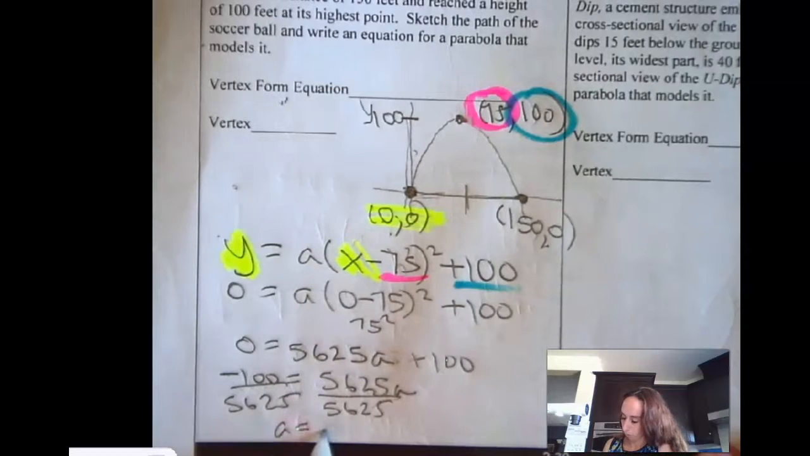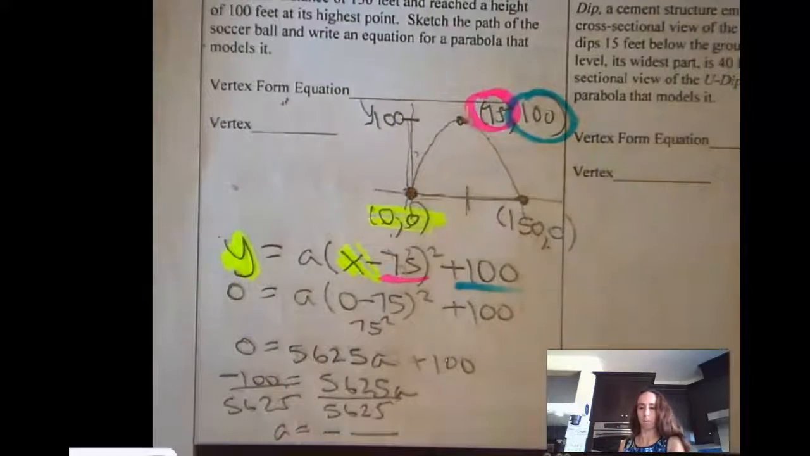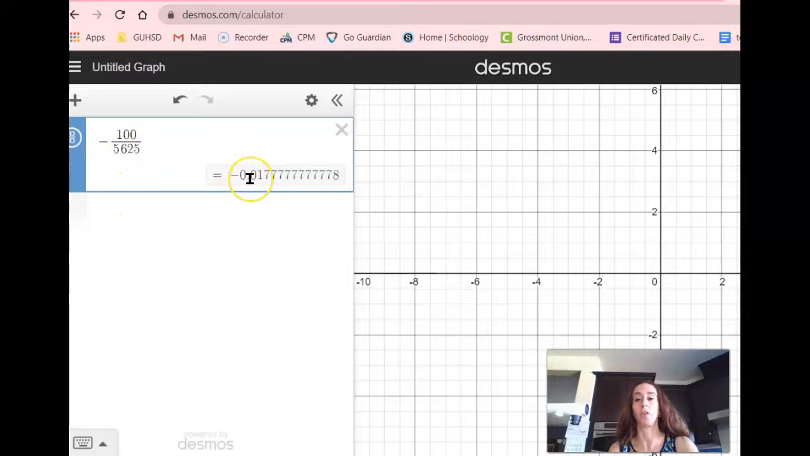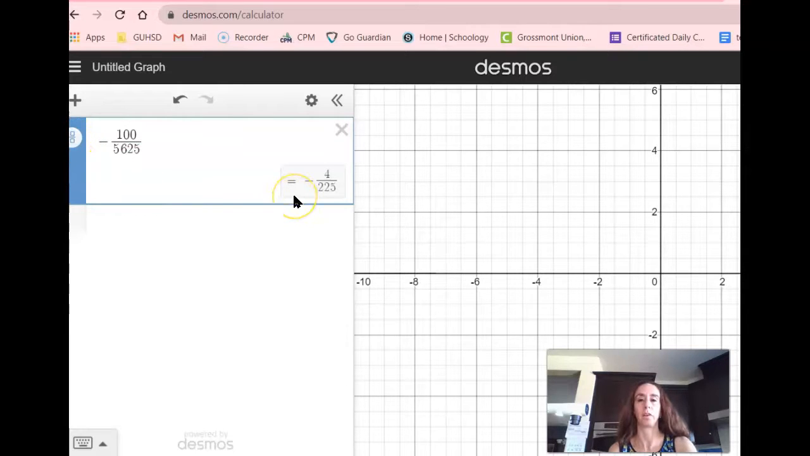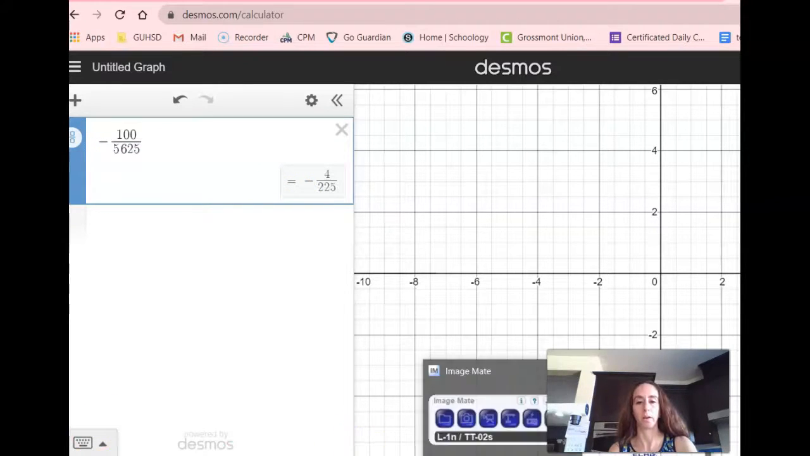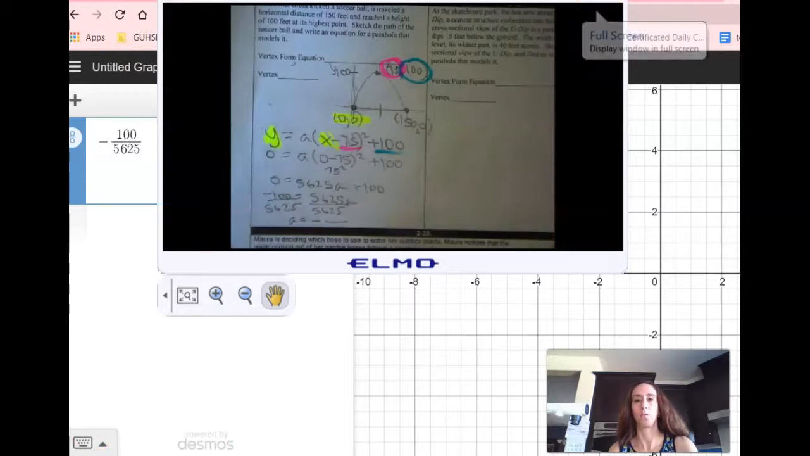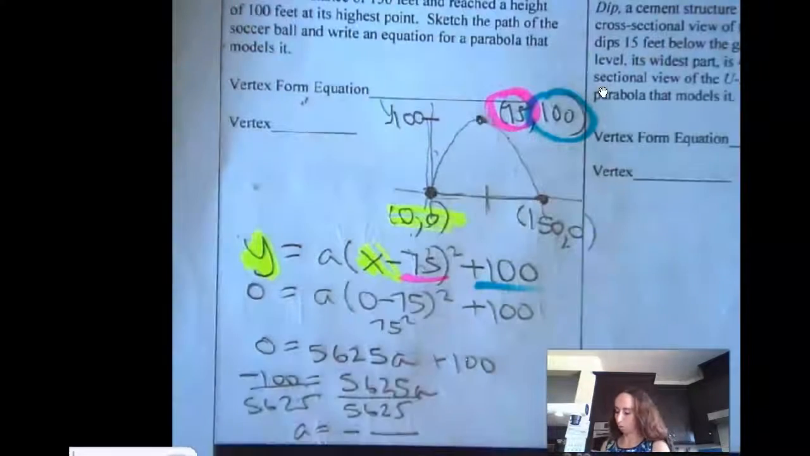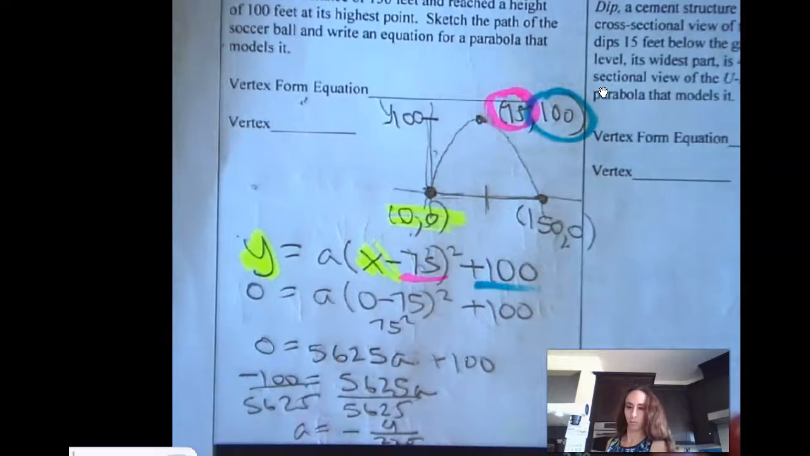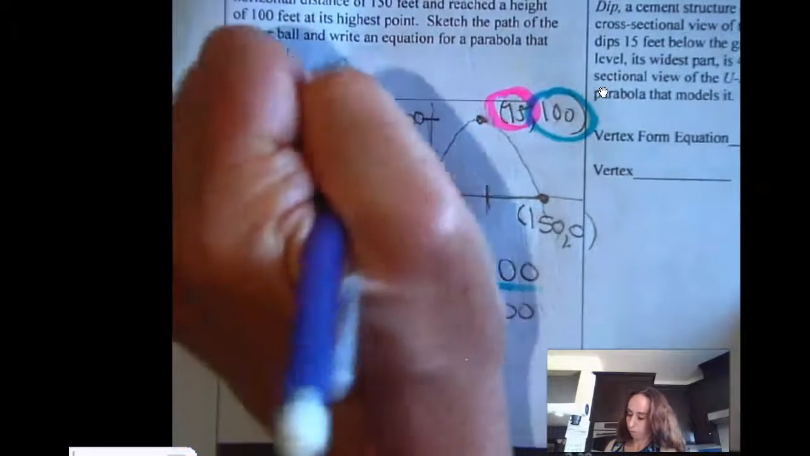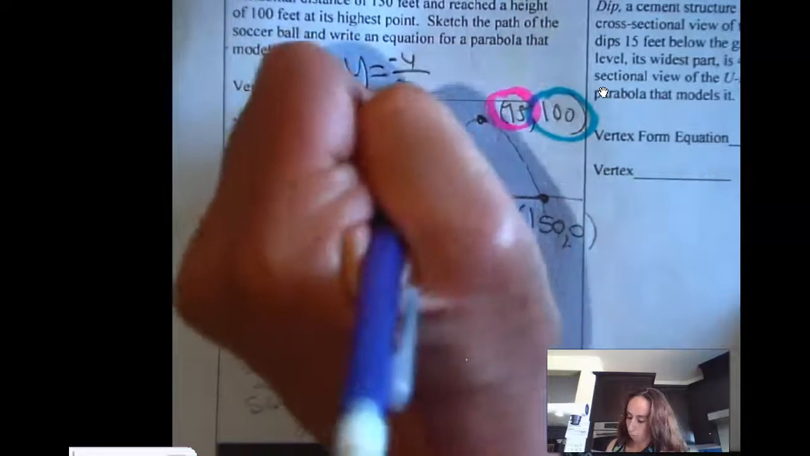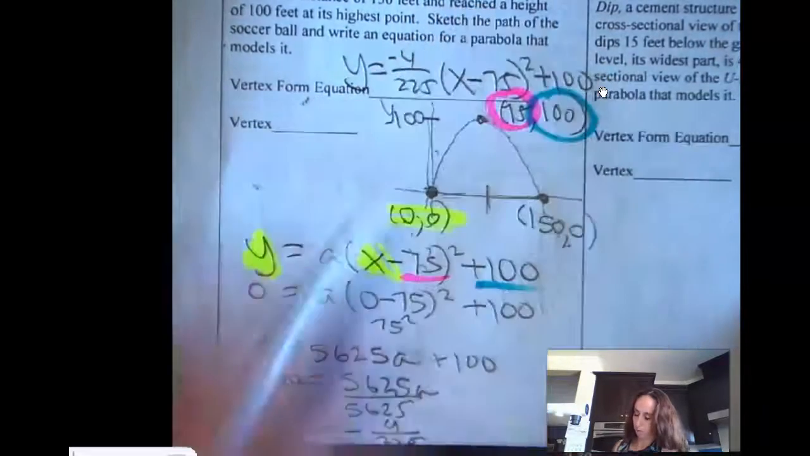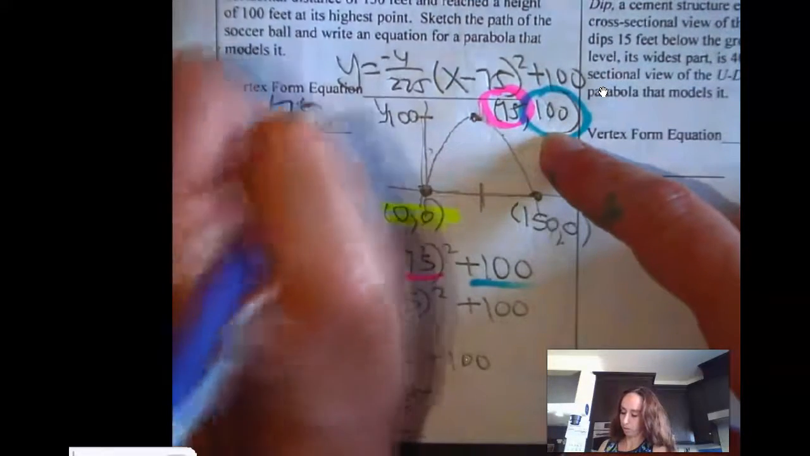Make sure that you fully simplify. So give me a second, I'm going to show you how to do that. So it gave me the decimal approximation, which I don't want, but I want it to be fully simplified. There's a fraction button you can press right here, and it fully simplifies it for you. Okay? So let me go back. And what was that? 4 over 225. Okay? So 4 over 225. So now that I have that, I can write the equation in vertex form. y equals negative 4 over 225 times x minus 75 squared plus 100, which means I have the vertex 75, 100.